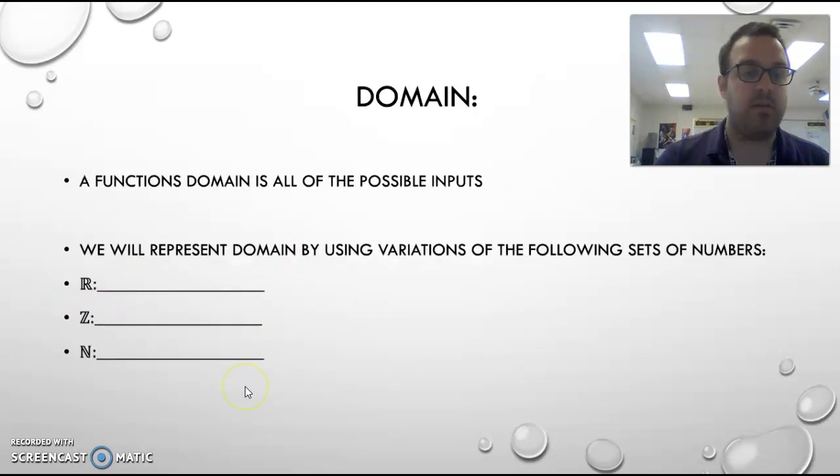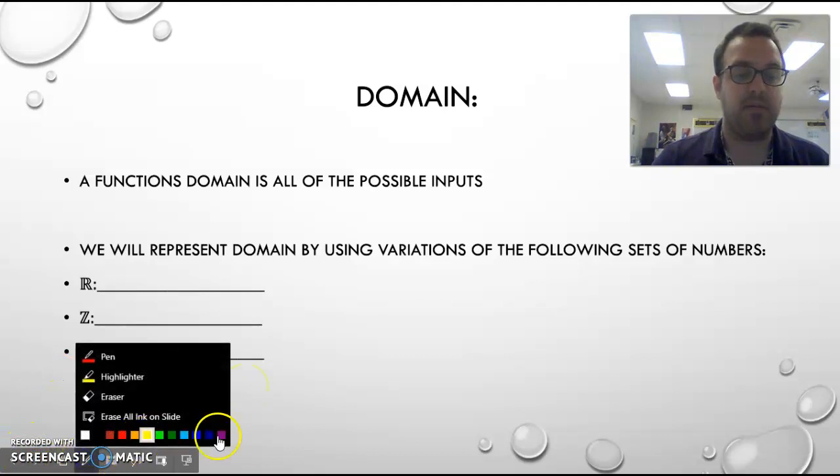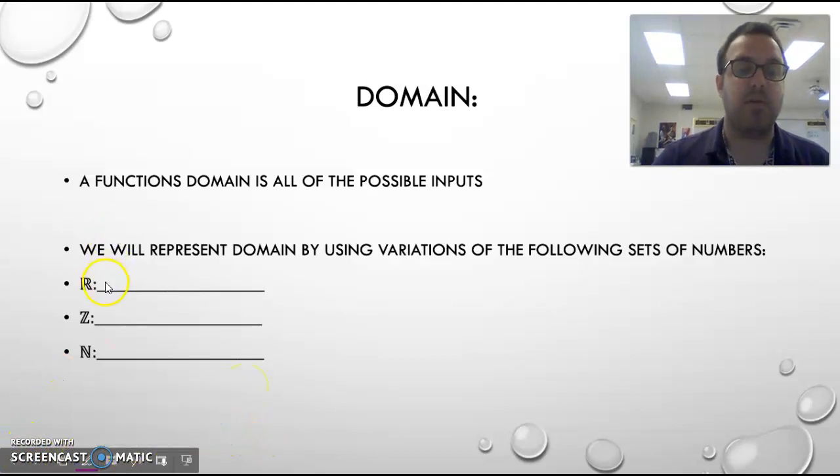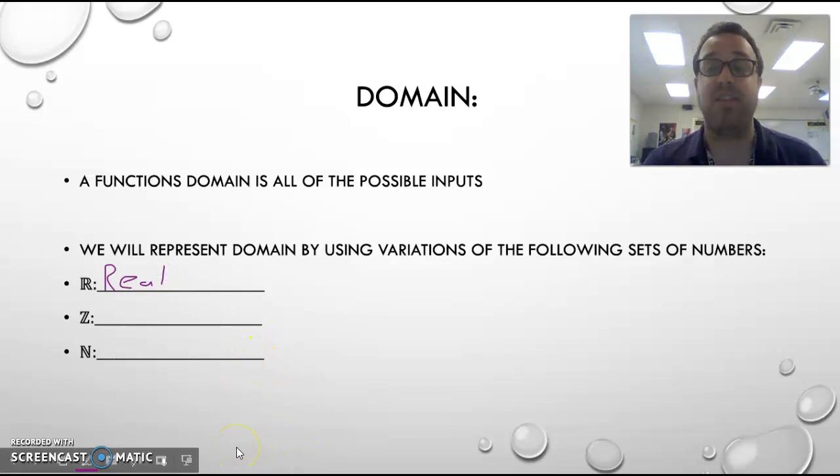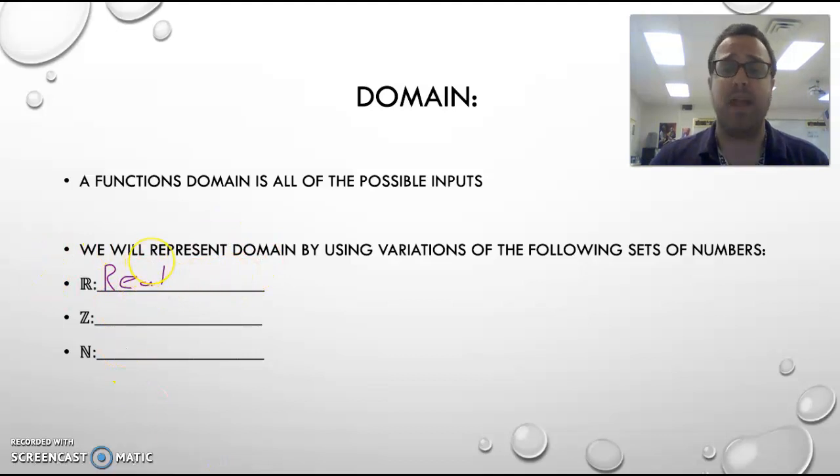Oh, it is not letting me write. Okay, let me put on my pen here. The first one would be the real numbers, otherwise known as this italicized R, and you'll see me write that from time to time, or all real numbers, we'll call it. We'll see that a lot. That's the most common one that we'll see for the domain. The next one is represented by the Z.